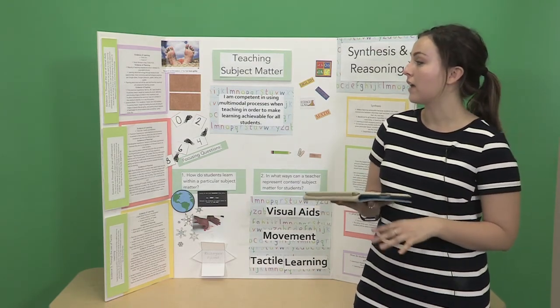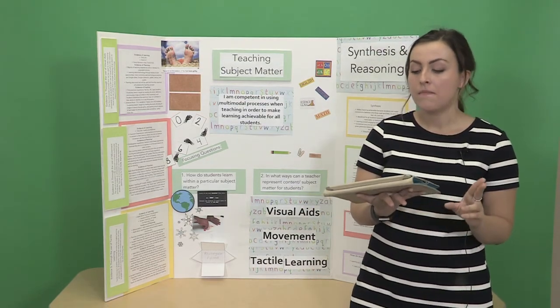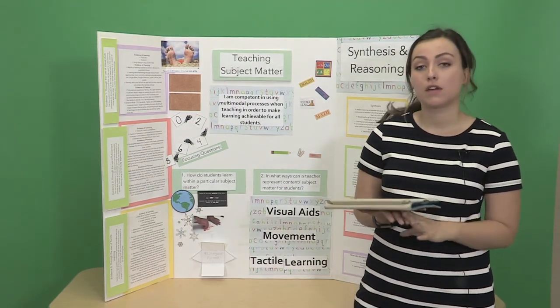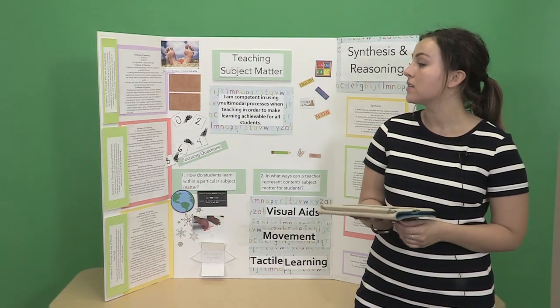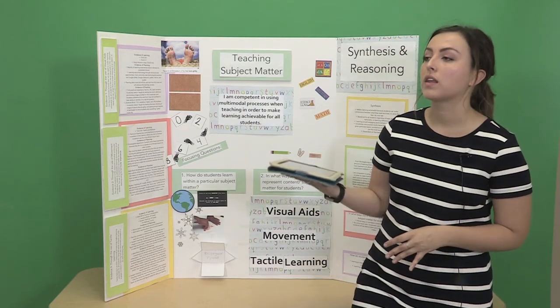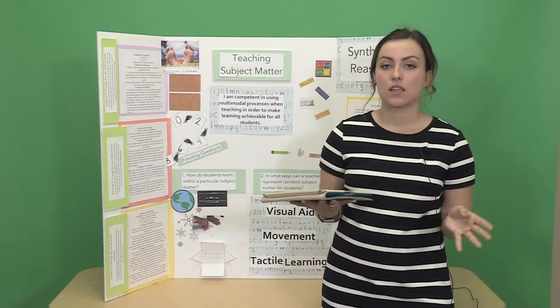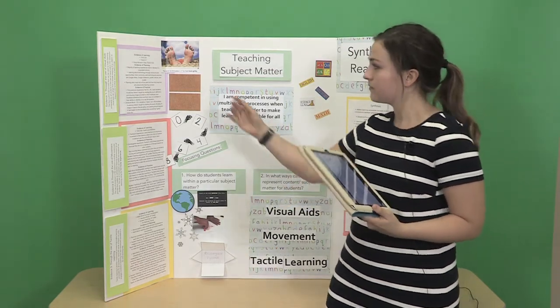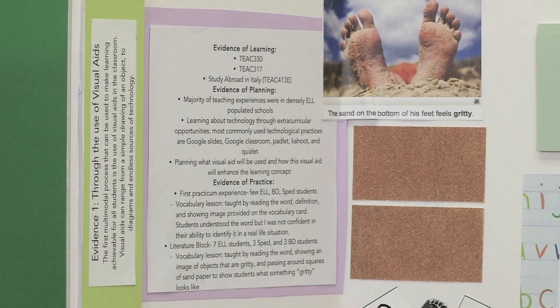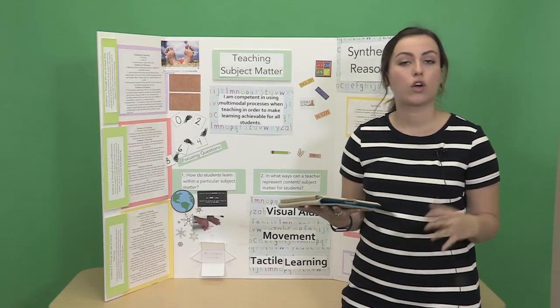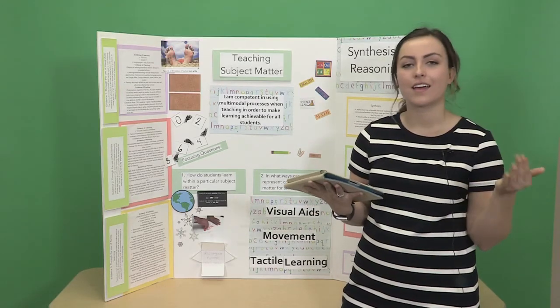So fast forward to my literature block. I was teaching 4th grade, and there were 7 ELL students, 3 special education students, and 3 behavior students. And I had to teach the word gritty. So the way that I taught the word gritty was I showed the picture, I read the definition, and said the word. Now the picture is up here, and it shows feet covered in sand. And the majority of my students have never had the opportunity to go to a beach or feel sand. They couldn't make that connection.